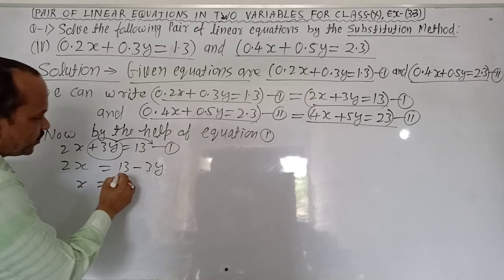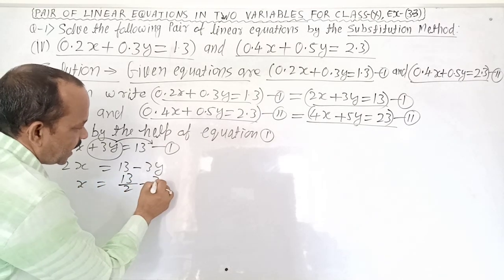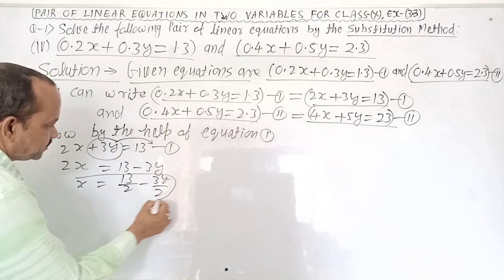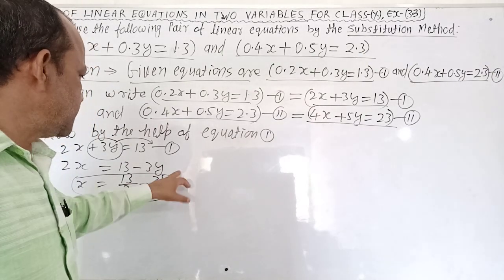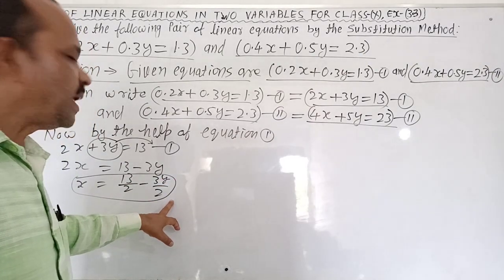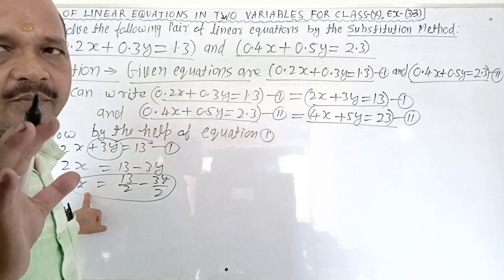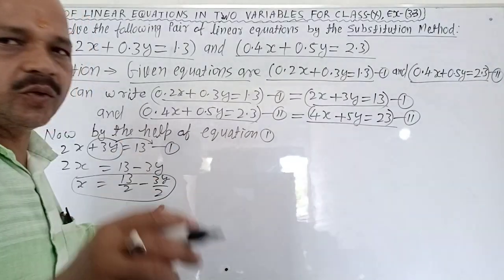x equal to 13 by 2 minus 3y by 2. You find x equal to 13 by 2 minus 3y by 2. It is the value of x. Value of x is clear. No confusion about it. Very good.